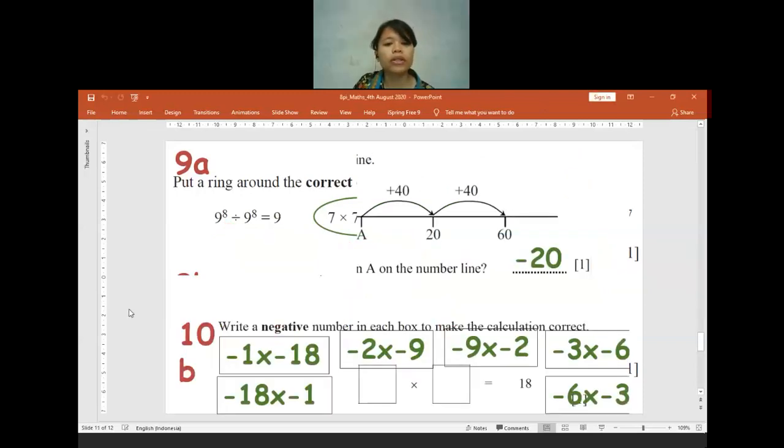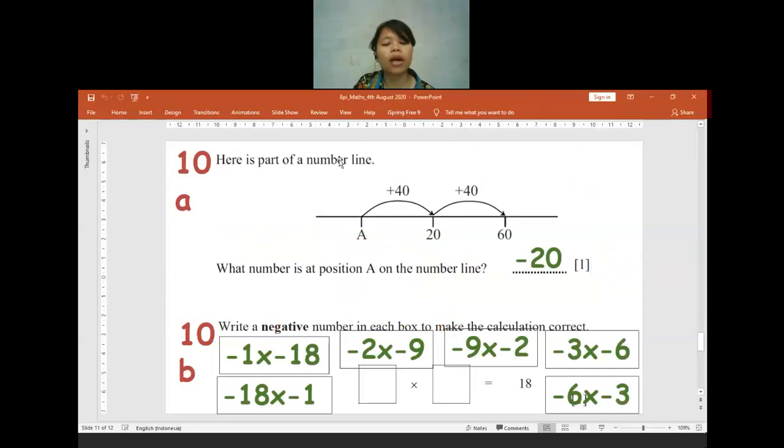For question 10, now we have the number line in here. When we go to the right, we have to add 40. So if I want to go to the left, I have to do the opposite, which is subtract 40. So to get the number in A, I have to do 20 minus 40. 20 minus 40 will be equal to negative 20.